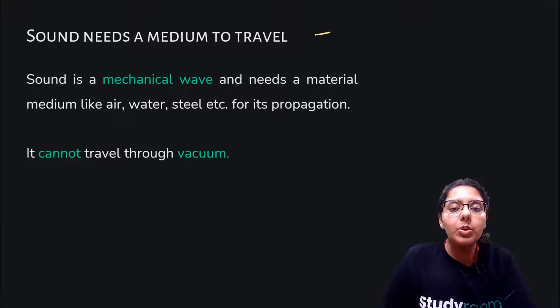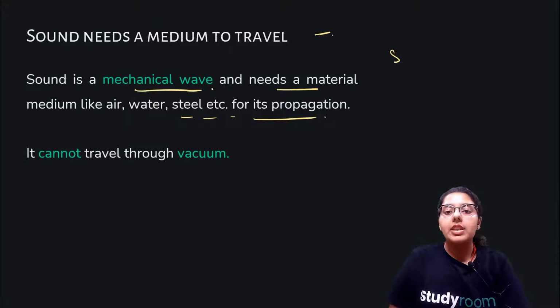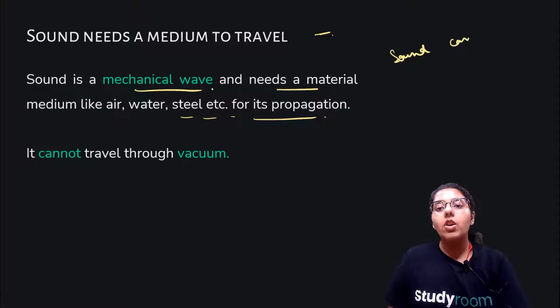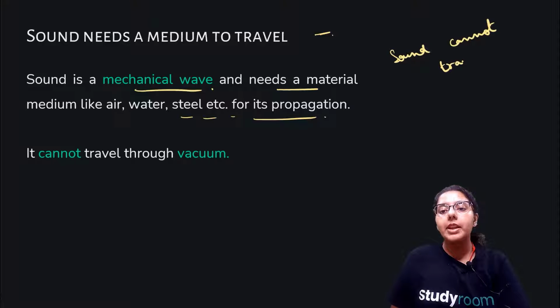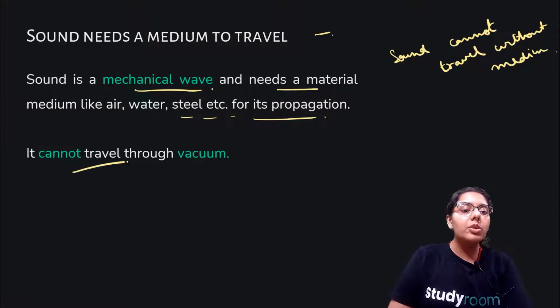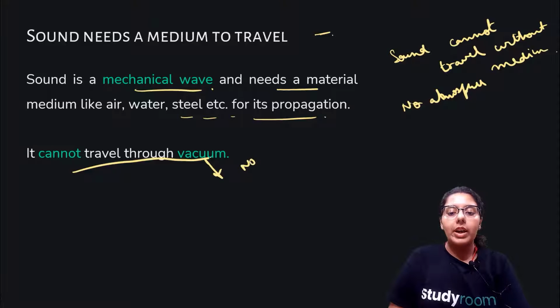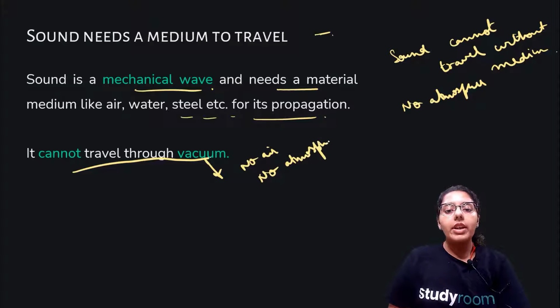Sound needs a medium to travel. Sound is a mechanical wave and needs a medium like air, water, or steel for its propagation. Sound cannot travel without a medium. So what does that mean? That it cannot travel through vacuum, right? For example, if there is no atmosphere and no air, which is a vacuum, in that place your sound cannot travel.